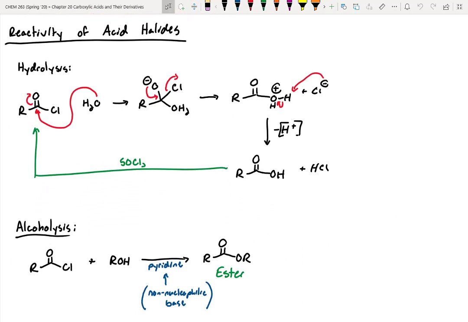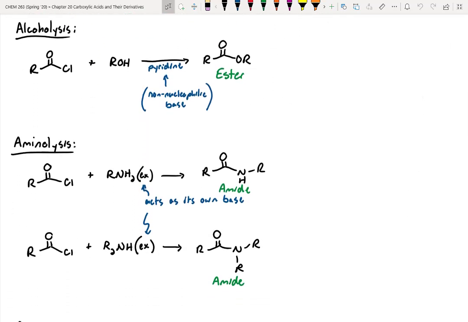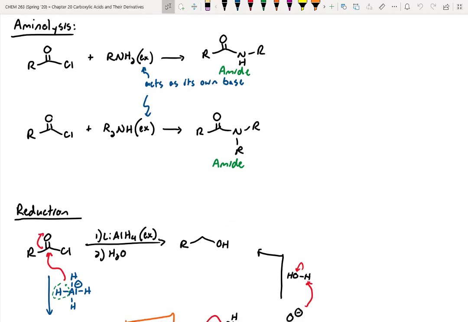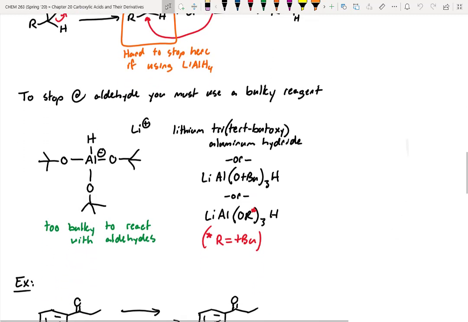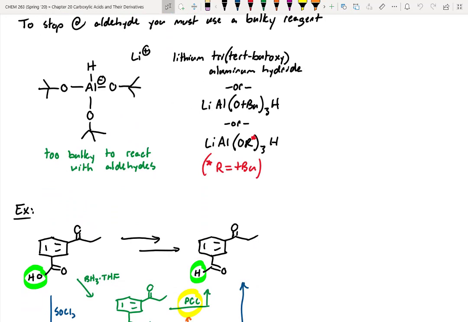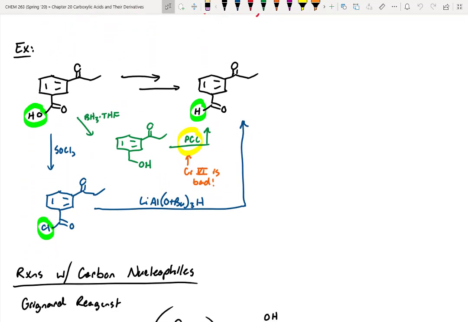And these acid halides are incredibly versatile intermediates. You can react them with water to go straight back to a carboxylic acid. You can react them with alcohols to go to esters. You can react them with amines to go to amides. You can reduce them to primary alcohols if you're using a strong reducing agent like lithium aluminum hydride. And if you want to stop at the aldehyde, you can use a bulky reducing agent like lithium tri-tert-butoxy aluminum hydride. In this case, it will only reduce the acid chloride. It won't reduce any other ketones or aldehydes if they're present in your starting material.